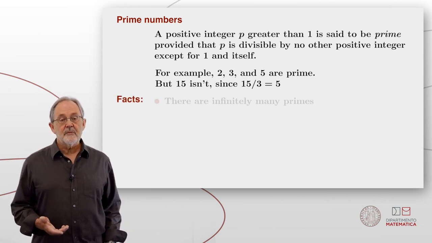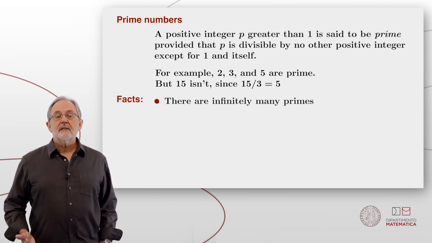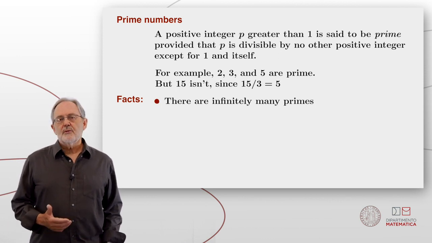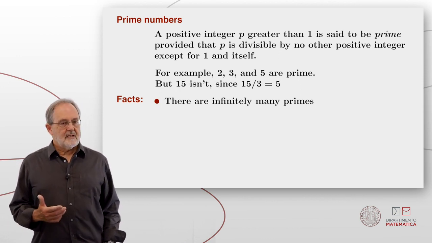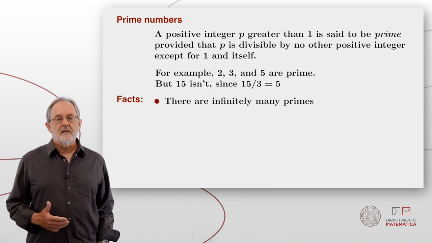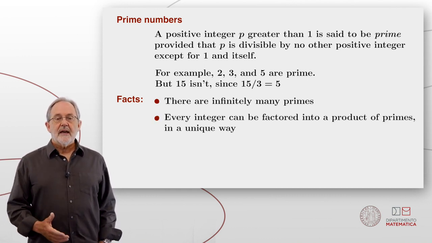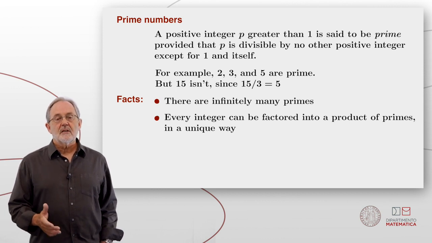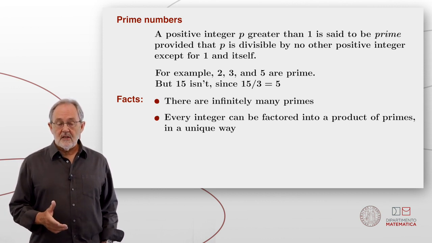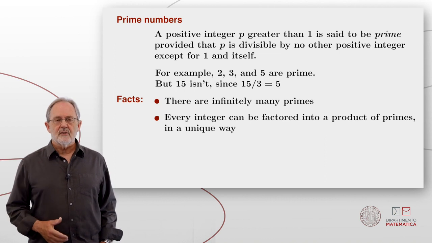Some facts about prime numbers. There are infinitely many. Not that easy to prove, but if you find the right clever argument, not necessarily that hard either. Another fact, every integer can be factored in a unique way into a product of prime numbers. That's called the prime factorization theorem.